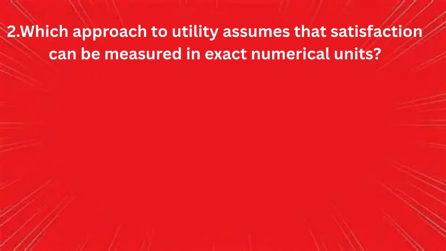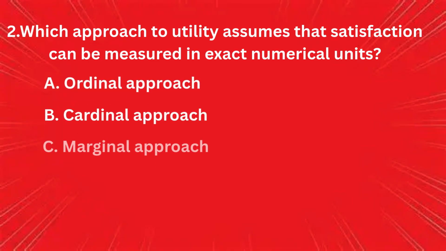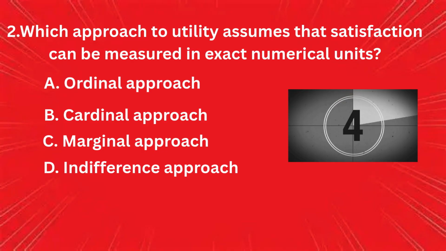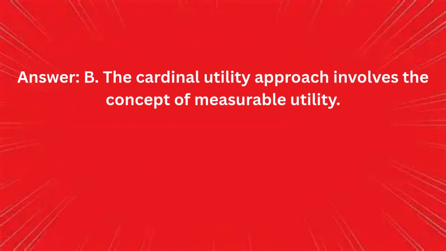2. Which approach to utility assumes that satisfaction can be measured in exact numerical units? A. Ordinal approach. B. Cardinal approach. C. Marginal approach. D. Indifference approach. Answer. B. The cardinal utility approach involves the concept of measurable utility.